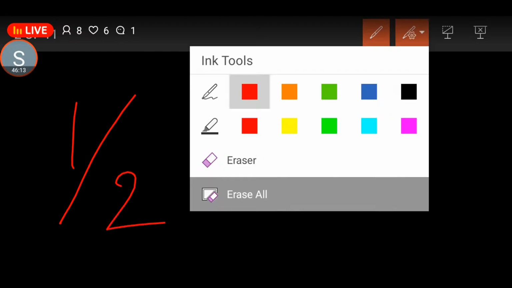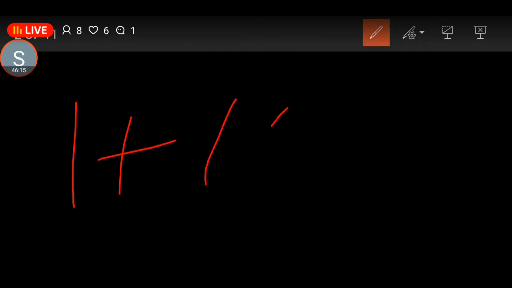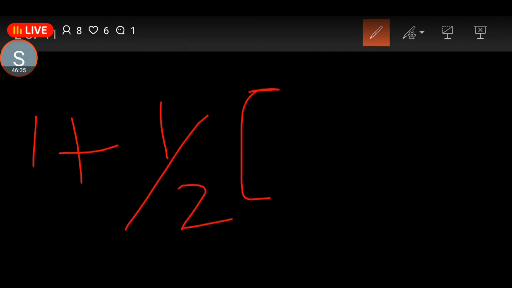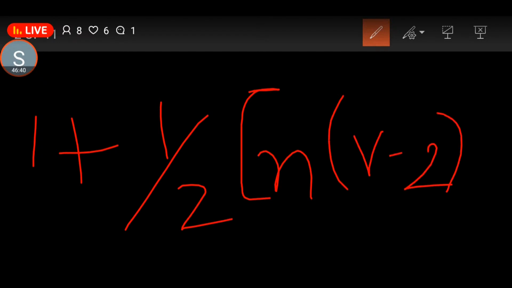Or else, see what you do like this. Wait, 1 second. 1 plus half into 2. It was there, right? Cancel, 1 1, 2 2 cancels. 1 1 will be remaining, that will be 2. If you take it in reverse, that much will be processed, you'll get confused and round off. So always take it like this: 1 plus half into n into v minus 2. I took it like that because I know if you round off, that will be the answer.